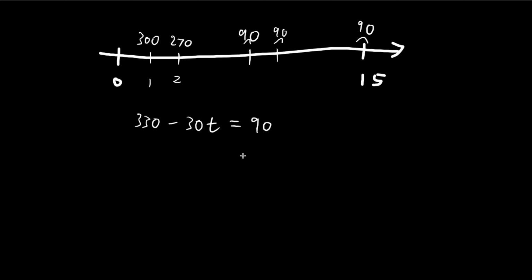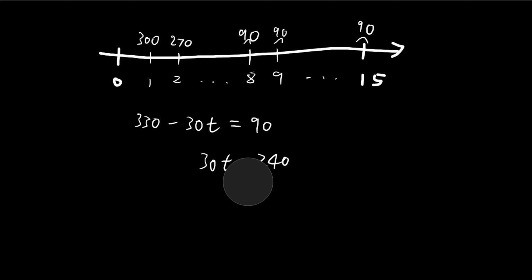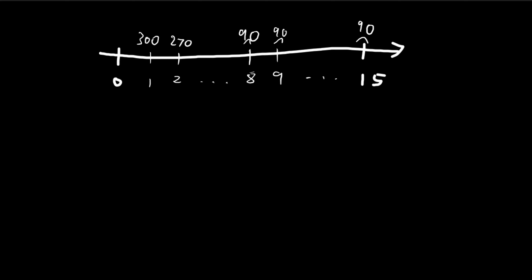And you want to find when it reaches 90. So all you have to do is just to dump the numbers over to the other side. And you see that t is equal to 8. So at t equal to 8, the payment is going to reach 90, and then from then onwards, it's going to stay at 90. So the question now is to find the present value.